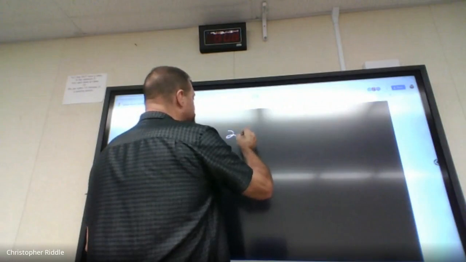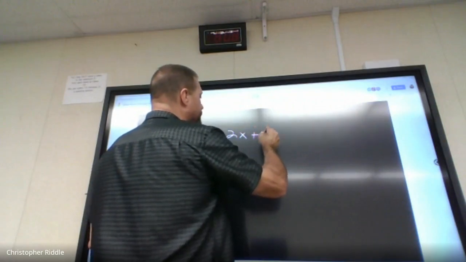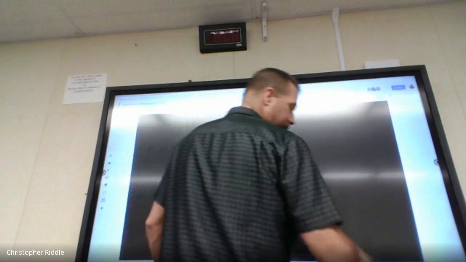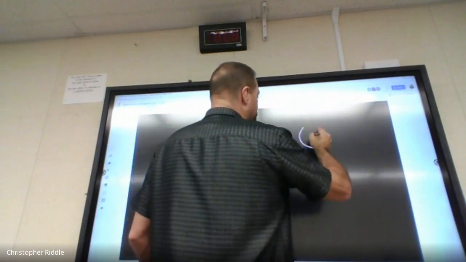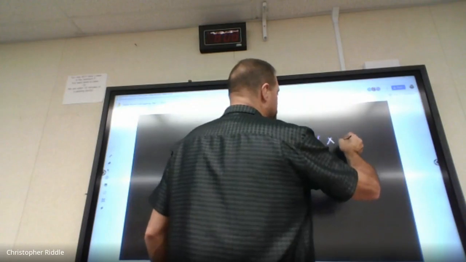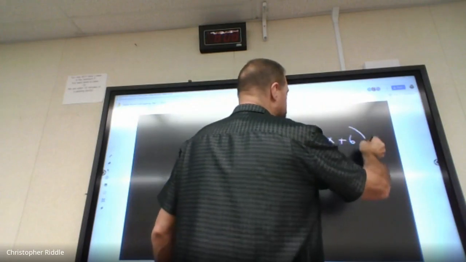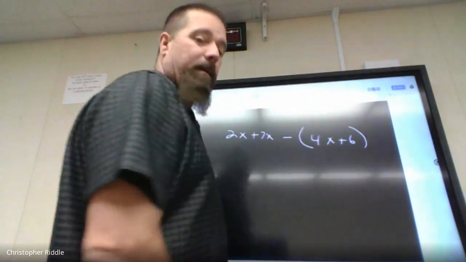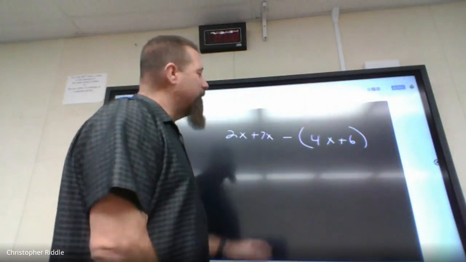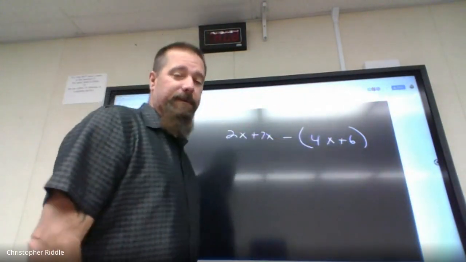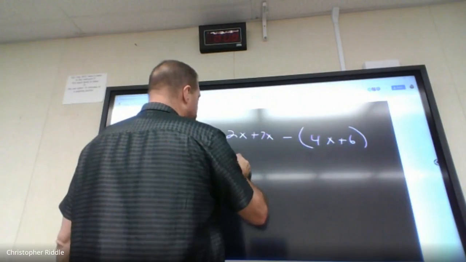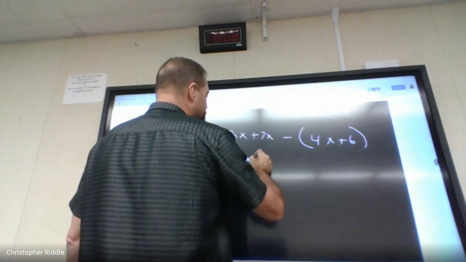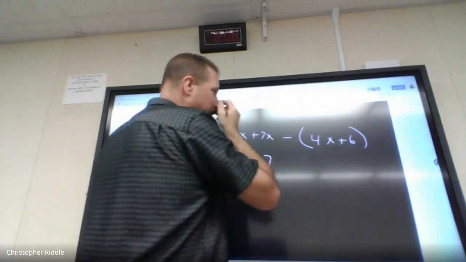So we have 2x plus 7x, and then minus 4x plus 6. All right, so what is the first thing we're going to do? What are we dealing with first? With the parentheses. The parentheses, right. So remember, whatever we're not doing right now, we're just going to bring back down into our new equation. 2x plus 7. Now we deal with the parentheses.